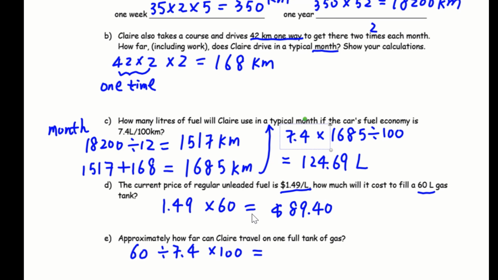So 60 divided by 7.4 is how many 100 kilometers it goes. Then times 100. It gave you 810.8 kilometers. So this one is liters of gas divided by fuel consumption. You will see this formula on your handout in 4.4 fuel consumption. Okay.